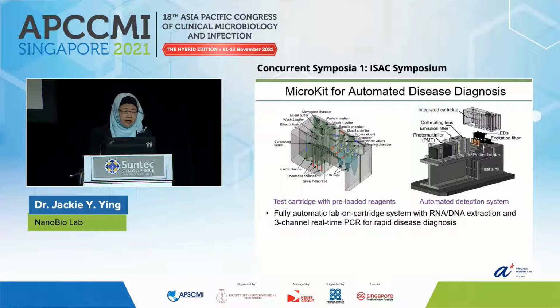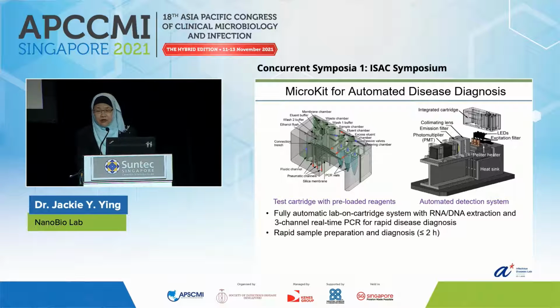So in this Microkit, we're able to have a fully automated lab-on-a-cartridge system with RNA, DNA extraction, and 3-channel real-time PCR for rapid disease diagnosis. Okay? So this method basically allows us to do the sample preparation and diagnosis in less than 2 hours. The sample preparation is actually very rapid. It's just a matter of a few minutes. Okay? So most of the time is taken up for the RT-PCR.